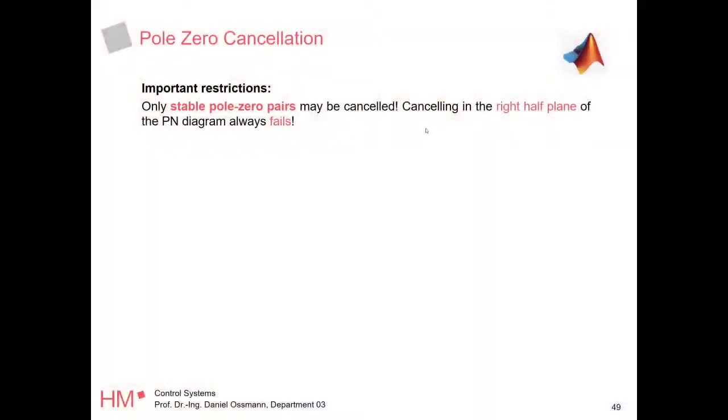You should not cancel if your pole is in the right half plane. Let me try to explain what I mean. If this is your pole-zero map, and you have a transfer function (s+1)/(s+1), your pole-zero map looks like the following: you have a pole here, and you have a zero here, and you simply cancel it out, it gets 1. This is okay. However, never ever, and this is really important, never ever cancel a pole and zero in the right half plane.